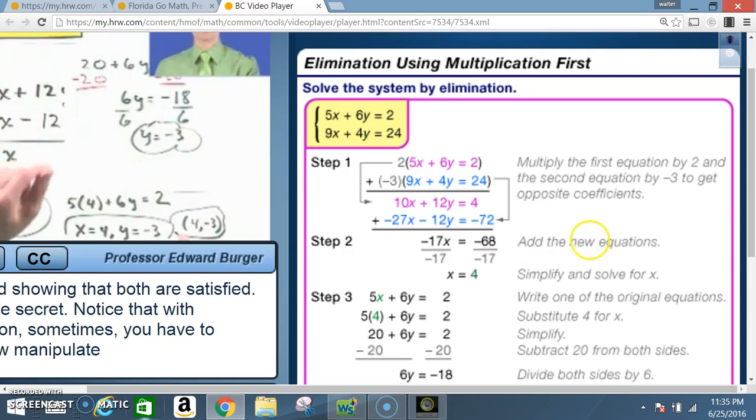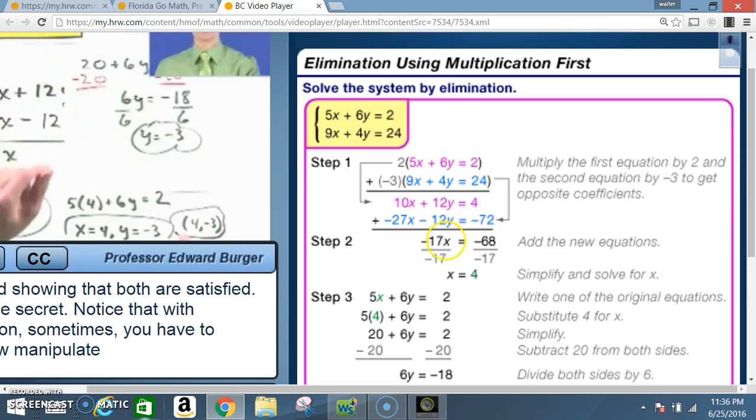Now we're going to add the new equations. We add going down. So 10x plus a negative 27x is a negative 17x. The 12y's will cancel out. One's positive, one's negative, so it's going to cancel out. 4 minus 72 is going to equal a negative 68.